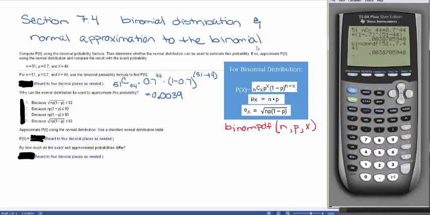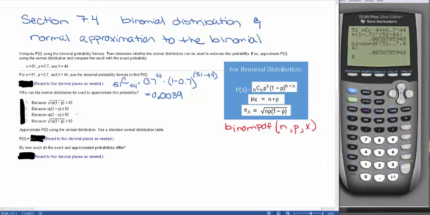Okay? So it's wanting us to now determine why we can use the normal distribution to approximate the probability. Well, the reason we can do that is because n times p times 1 minus p is greater than or equal to 10. So because it's saying that we can do it, this is what we're assuming, that n times p times 1 minus p is going to be greater than or equal to 10.